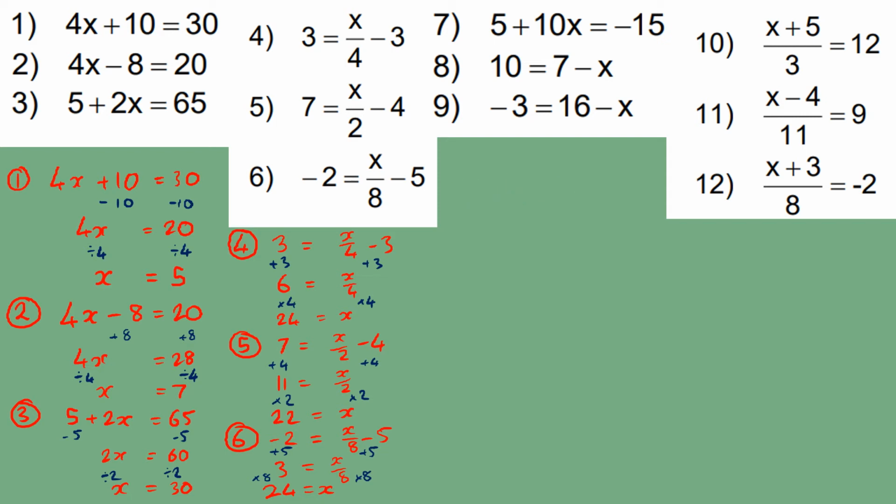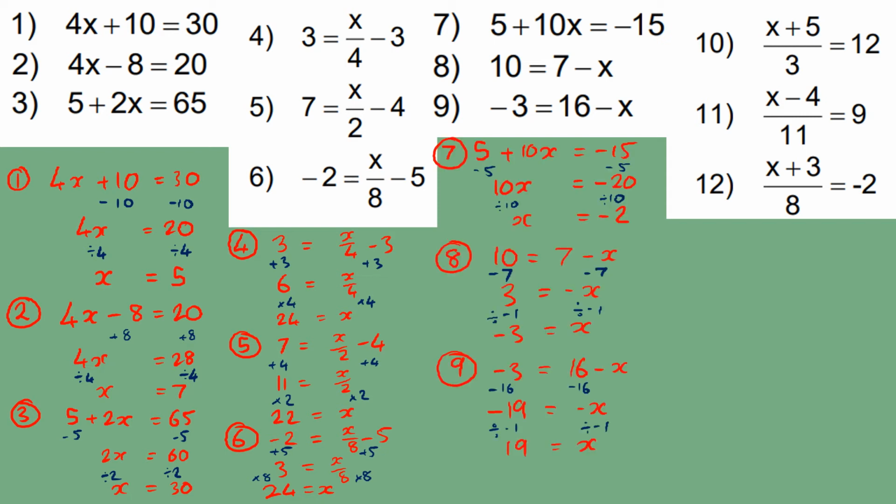Okay, pause the video. I'm going to show the next 3 answers in 3, 2, 1. Let's go. So, what are the difficult bits here? I think the first question's okay. You subtract the 5 and divide by 10. On question 8, we end up with this. If we take away the 7, we end up with 3 equals minus x.